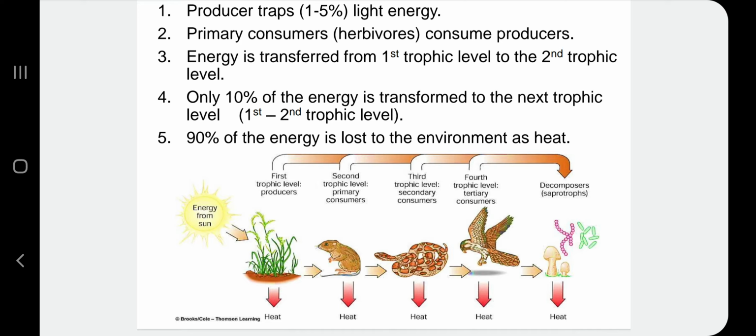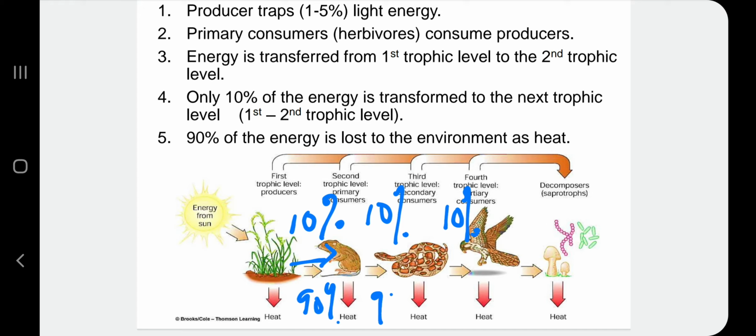So in theory, from one trophic level to another trophic level, the percentage of energy gained is 10%. Okay? In theory. But in real life, we don't fully get 10%, maybe less than 10% or maybe more. Okay, and then if the energy transfer from one trophic level to another is only 10%, what about the 90% of energy? Okay, where does it disappear to? Okay, so usually 90% of the energy is lost as heat to the environment.